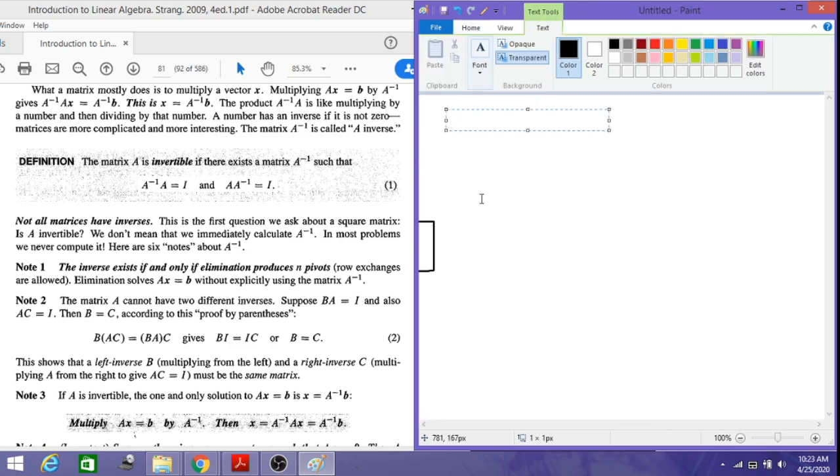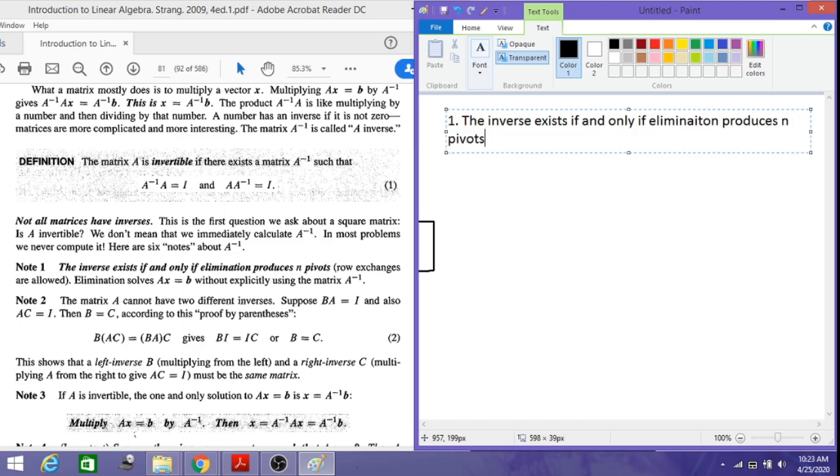So one more thing we have to remember is that not all matrices have an inverse. Sometimes the determinant might be 0, so we'll see that in the points. So the first point is that the inverse exists if and only if elimination produces n pivots. If elimination produces n pivots, it means the elimination solves Ax equal to B without explicitly using the matrix A inverse.